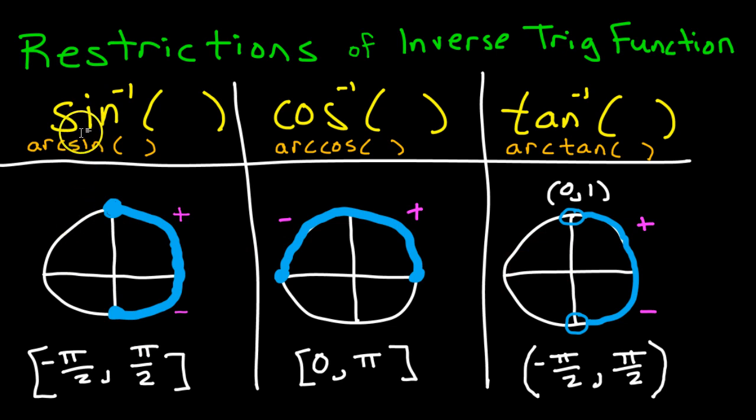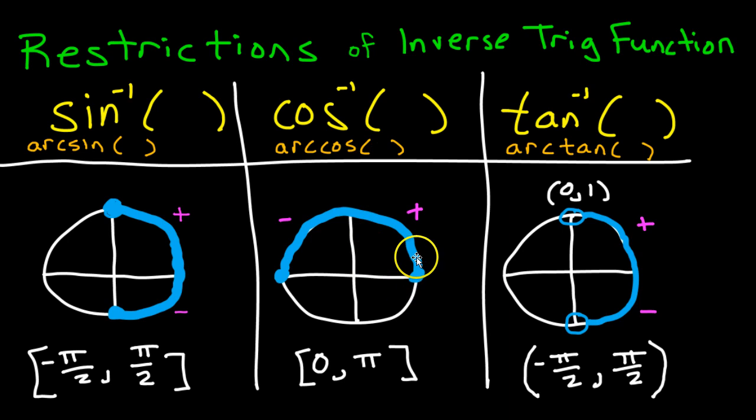When you are talking about inverse sine or arcsine, you only can have answers between negative pi over 2 and positive pi over 2, including negative pi over 2 and positive pi over 2. In other words, quadrants 1 and 4. That way you get positive and negative values, and you're staying near 0.